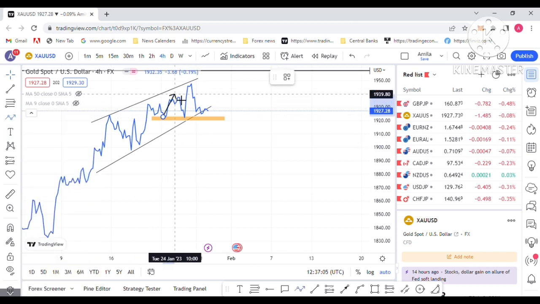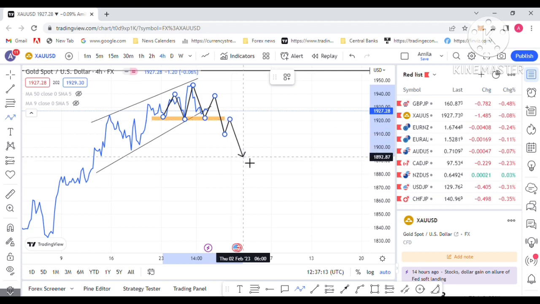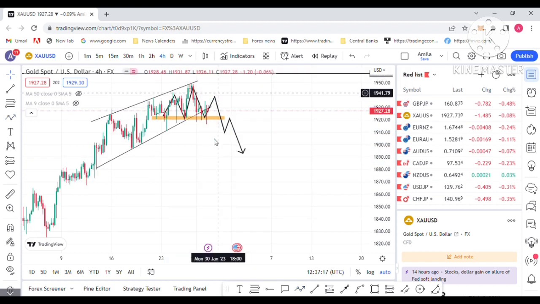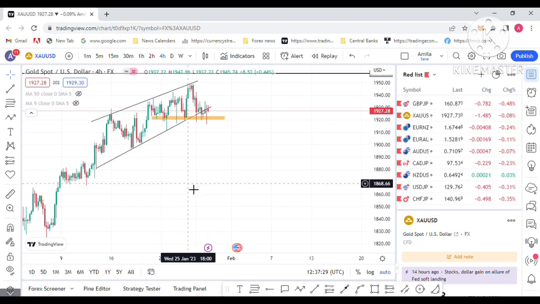So this type of pattern, left shoulder, head, and continuing to the right shoulder, is a famous pattern, the head and shoulder pattern. So I am forecasting gold like this for next week: it moves to the downside, continues to break this support line, retests, and continues to the downside.